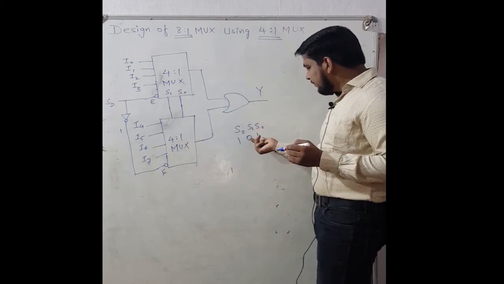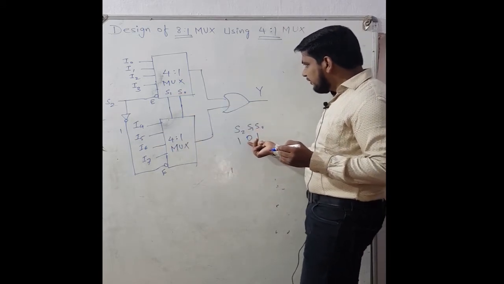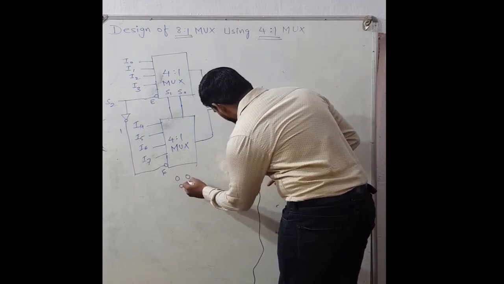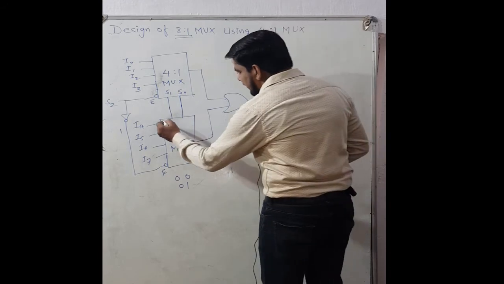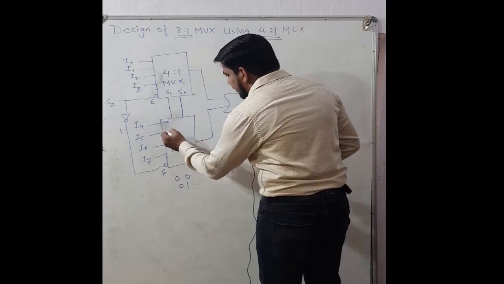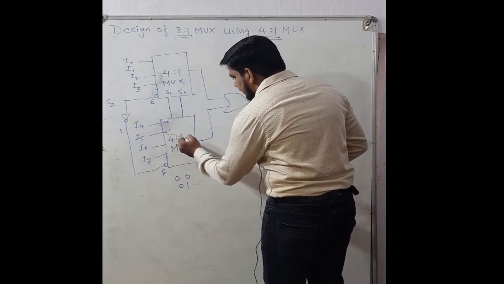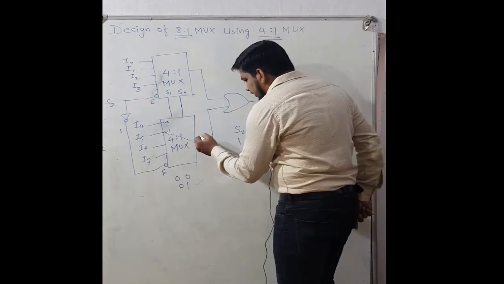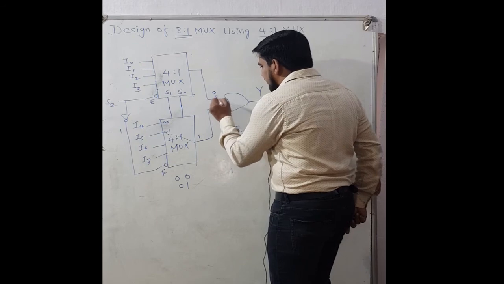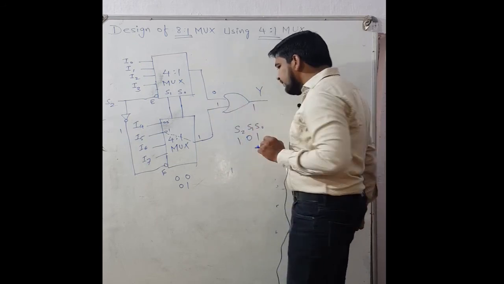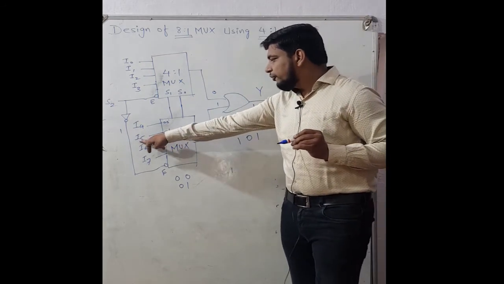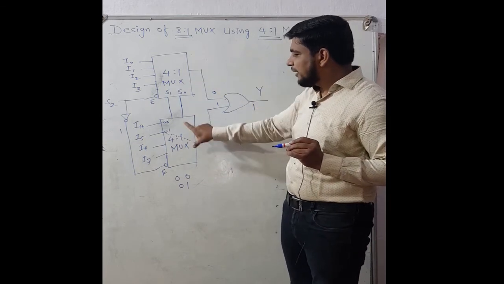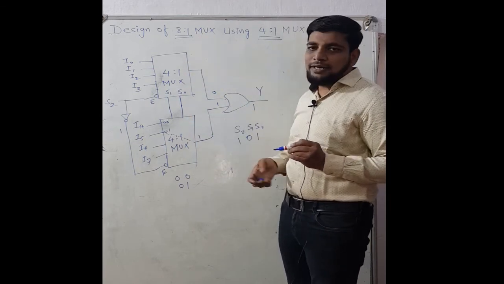From the second multiplexer it is 0, 1. So, 0, 1 means the second input. It will be virtually connected to this output. Here you are getting 1, that is 0, 1, 0 XOR 0 OR with 1 is 1. In this way input 5 is applied to the output, means the 4:1 multiplexer is working like an 8:1 multiplexer.